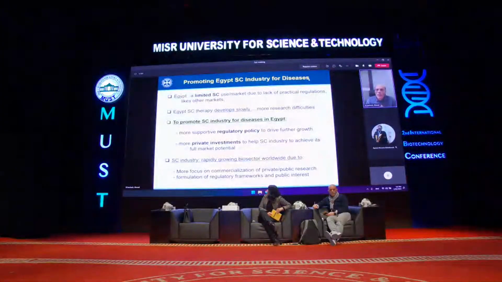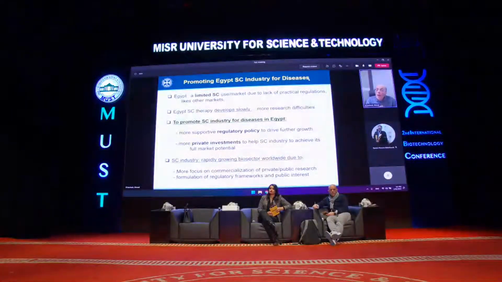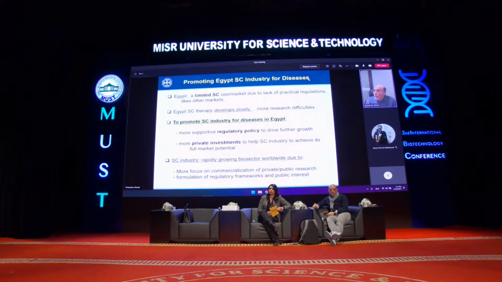The stem cell industry in Egypt can be promoted by more supportive regulatory policy to drive further growth, and also by more private investment. We need the private sector to invest in this area to help the stem cell industry achieve its full market. Let us take the success story of other countries. The stem cell industry is growing fast there simply because they are more focused on commercialization of private and public research, and they have more formulation of regulatory framework and public interest.